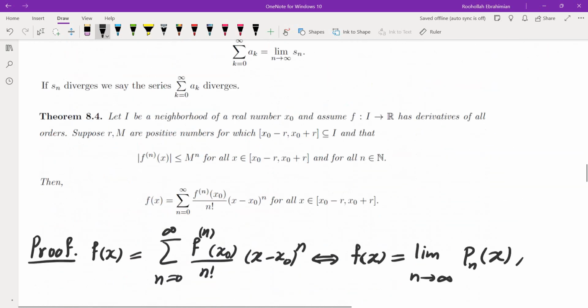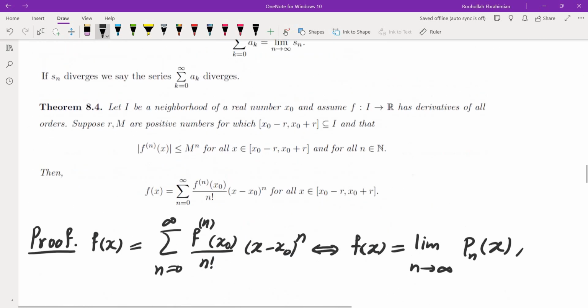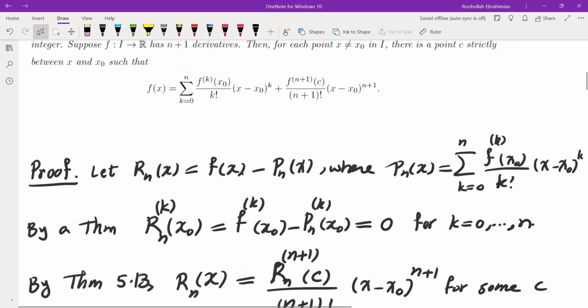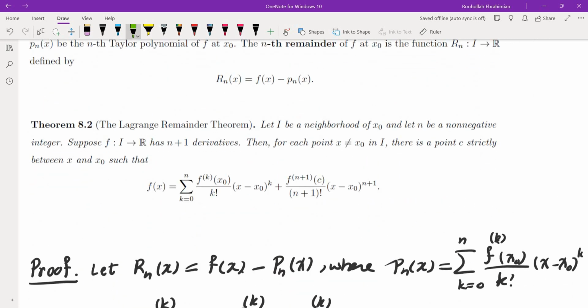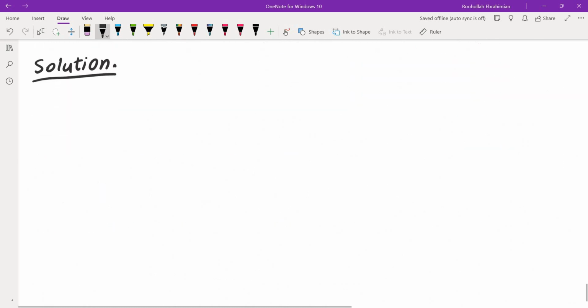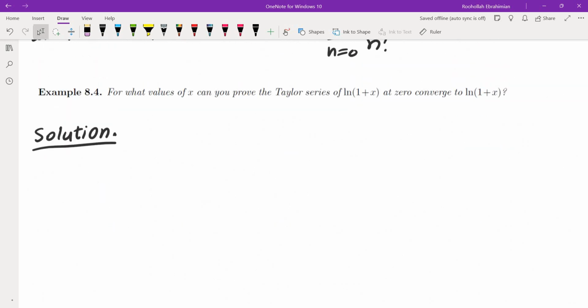And this is the formula that we discussed earlier. Here. So this is the remainder. It gives you a formula for the remainder. However, in the formula there is a c, and we don't know exactly what that c is. So not knowing what c is, in fact, makes it sometimes difficult to deal with this formula. And I will illustrate that with this example. This is a very good example. So let's take f of x to be natural log of 1 plus x.